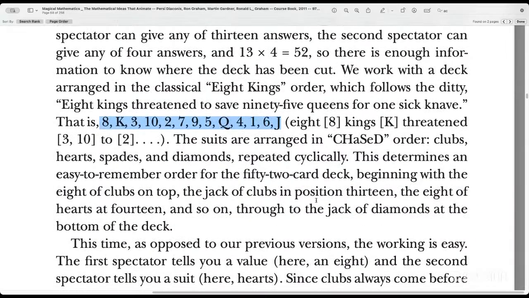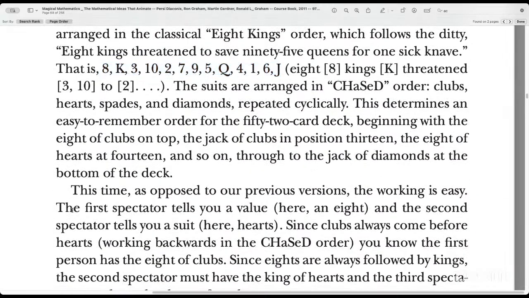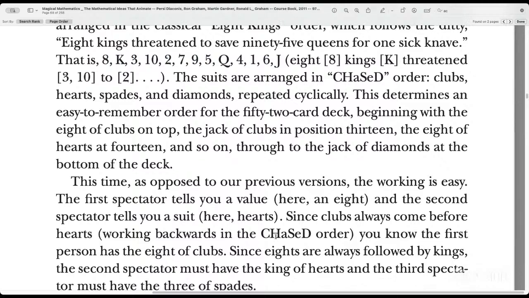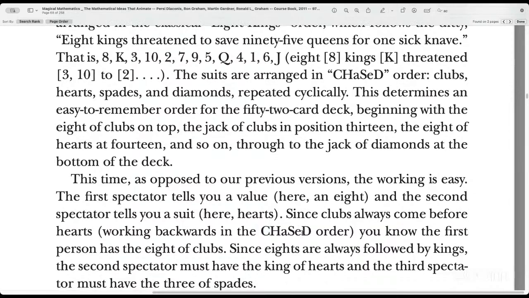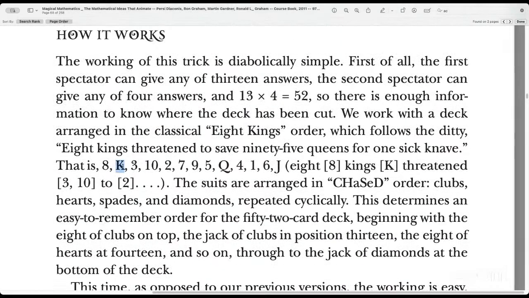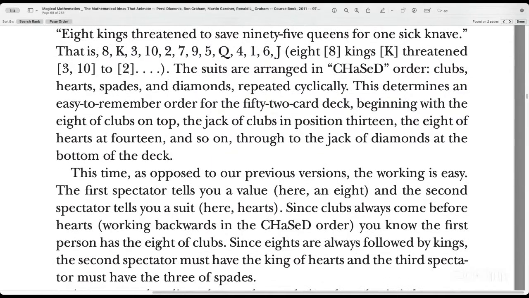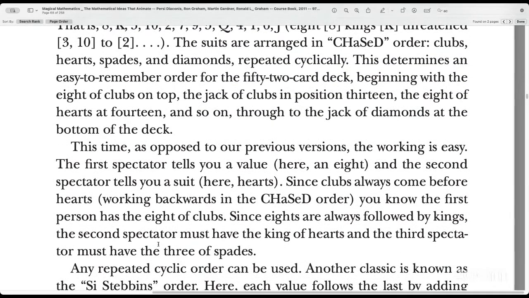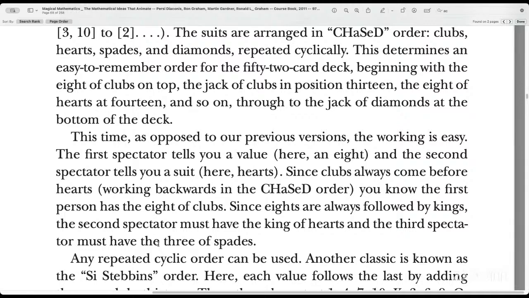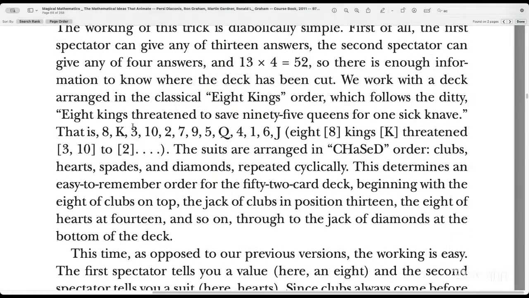Okay. And once you know that the first spectator has, for example, an 8, and the other person tells you that they have a heart, you know that a heart is preceded by a club, so you know that the 8 must have been a club. And here you know that 8s are always followed by kings, so you know that the person with the heart has a king. And at this point, you basically know where you are in the sequence. So this must have been a 3 of spades. So that's, I thought that this was actually, compared to all the other stuff we've seen, really cute and simple.